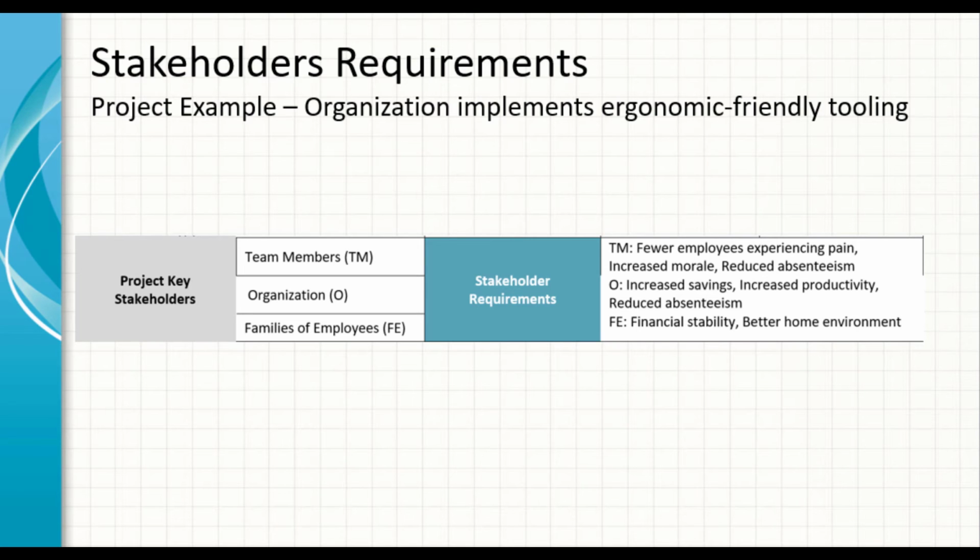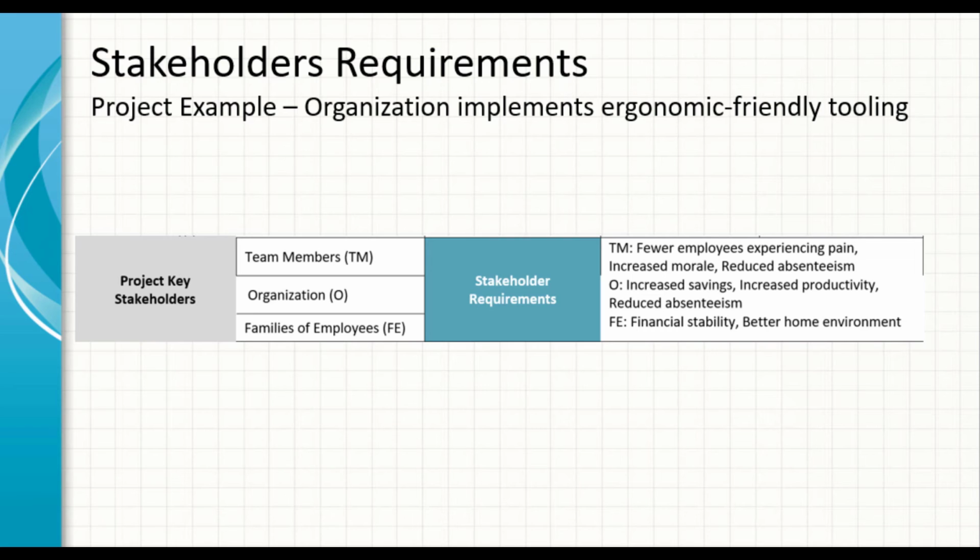First, fewer employees experiencing pain. This is because the implementation of ergonomic improvements can reduce the risk factors that lead to discomfort. Second, increased morale. Attention to ergonomics can make employees feel valued because they know their employer is making their workplace safer. And lastly, reduced absenteeism. Ergonomics leads to healthy and pain-free workers who are more likely to be present, engaged, and productive. Okay? That's it for that stakeholder.